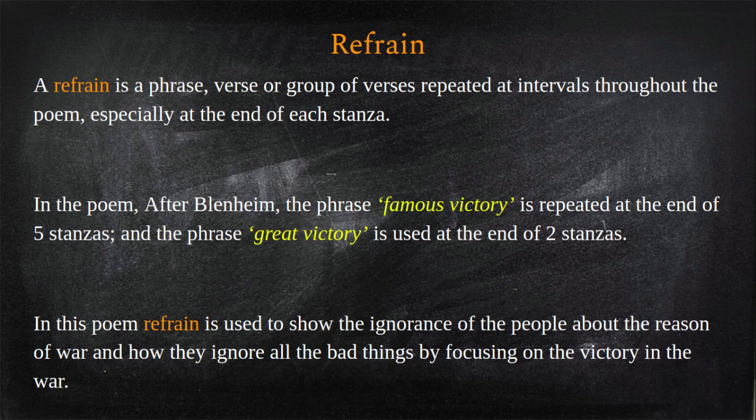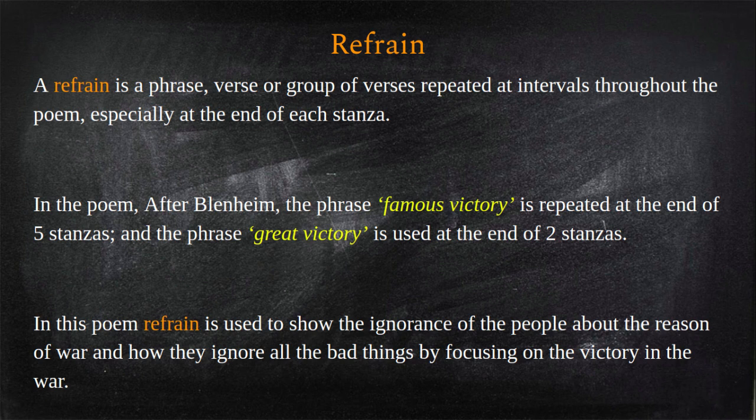So why do we use this figure of speech here? In this poem, refrain is used to show the ignorance, the lack of knowledge that the people have. The people of Blenheim know about the war, they know about the destruction of the war, but they don't know the reason for the war. So that is ignorance, that is lack of knowledge.